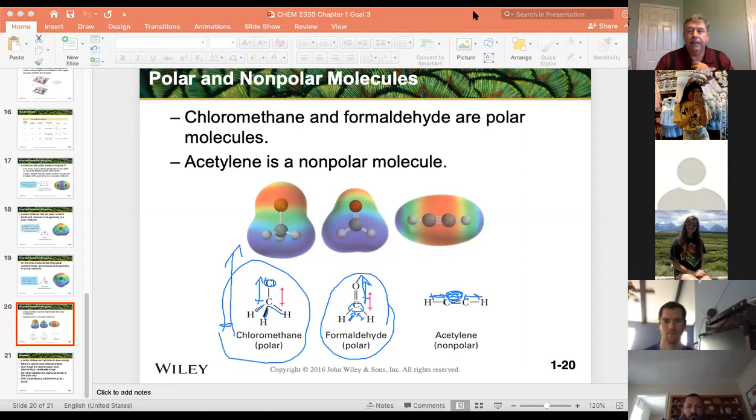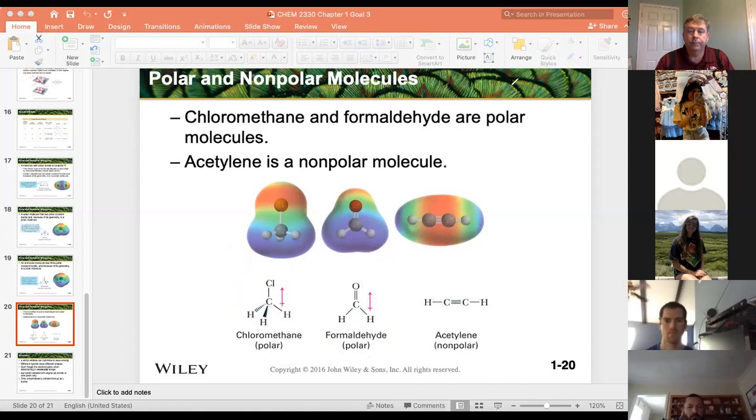So that being said, when we look at total polarity of a molecule, hybridization gives us which direction the different bonds go. The electronegativity difference between the two atoms tells us which way the arrow is going, and the total of all the different arrows tells you whether or not it's a polar or non-polar molecule.